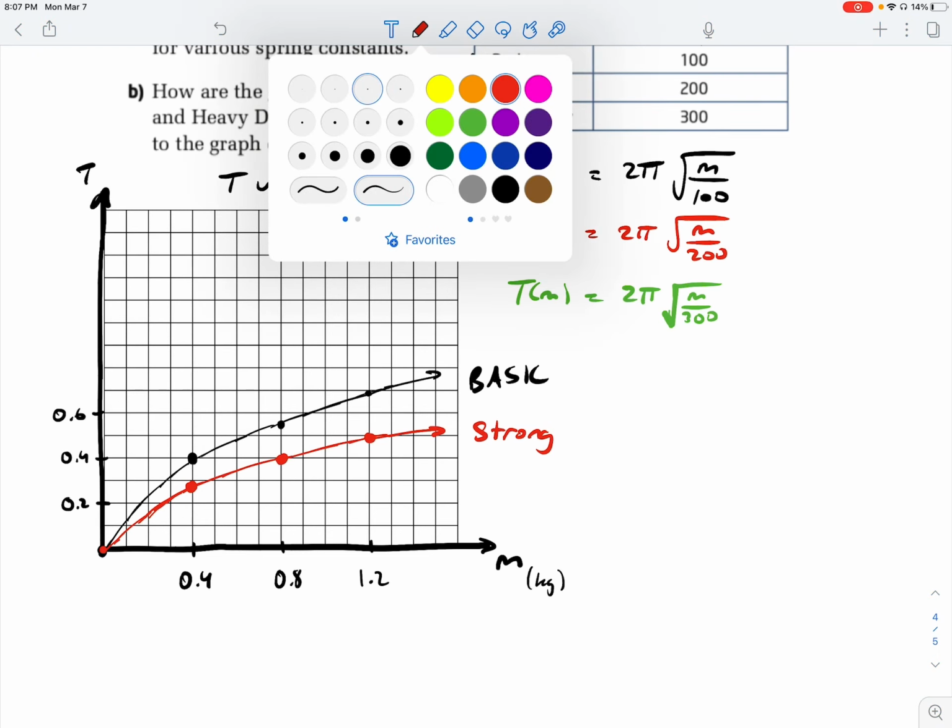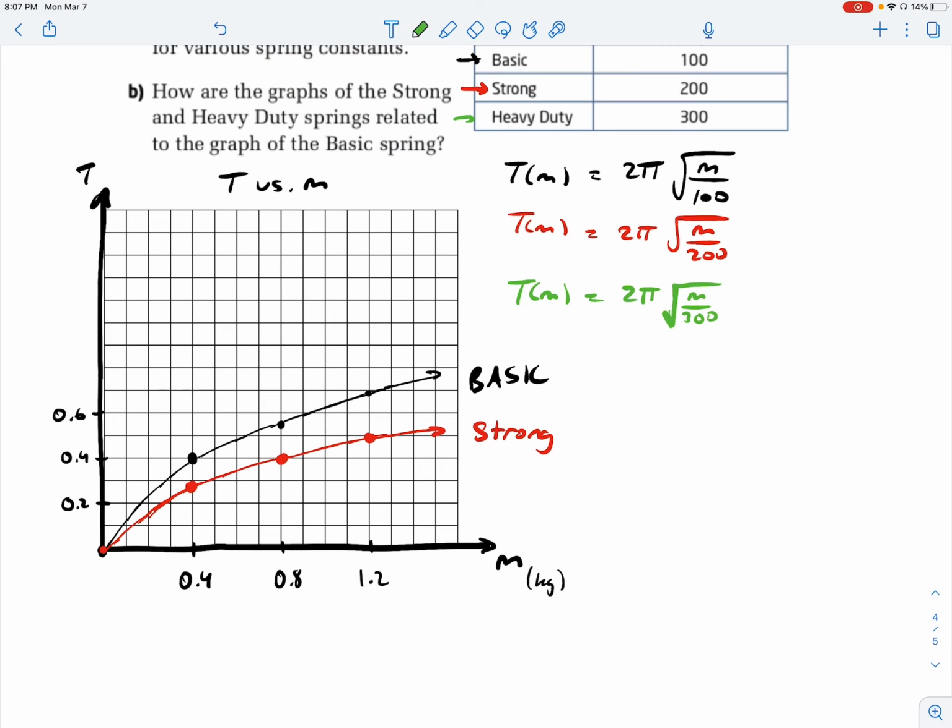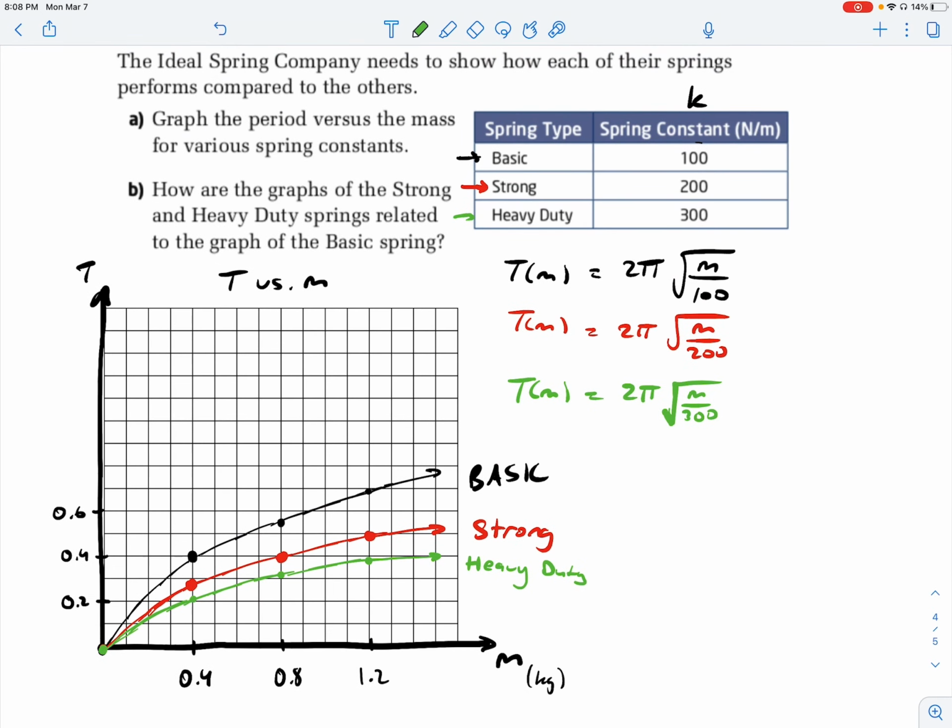Okay, and now our heavy duty spring. So we still have 0, 0, and at 0.4, we're at just a little bit above 0.2. And then at 0.8, we're just above 0.3. And then at 1.2, we're just below 0.4. So this goes through those points like that. That's our heavy duty spring. Okay, so those are the three graphs for the various spring constants.